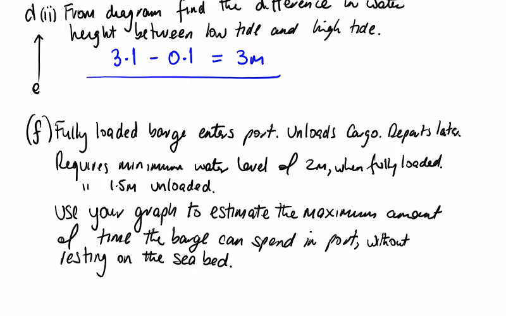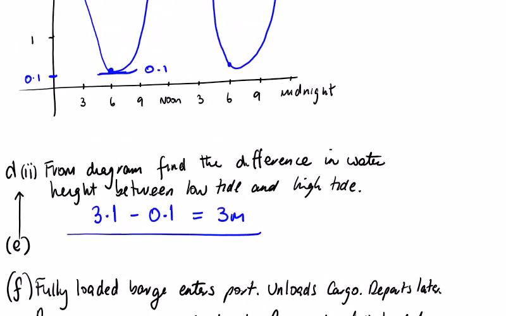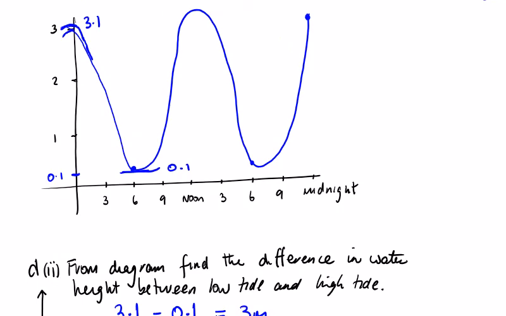So part F, a fully loaded barge enters the port. D part 2 was actually part E, that's why this is part F. It requires a minimum water level of 2 meters when fully loaded and 1.5 meters when unloaded. Use your graph to estimate the max amount of time the barge can spend in the port without resting on the seabed. So it enters at 2, has to leave before it gets below 1.5. Okay, well here's 2 and here's 1.5.